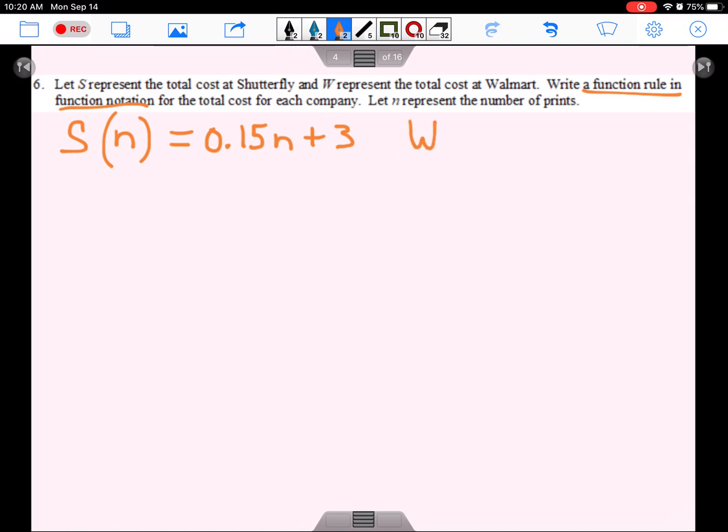And then for Walmart, the cost depends on the number of prints. Cost is a function of the number of prints. It's equal to 10 cents times the number of prints plus $5. So we wrote function rules and function notation.